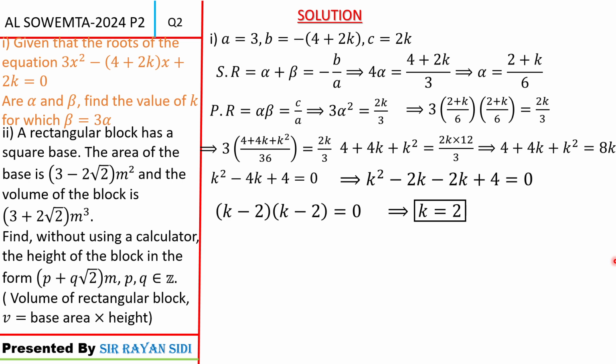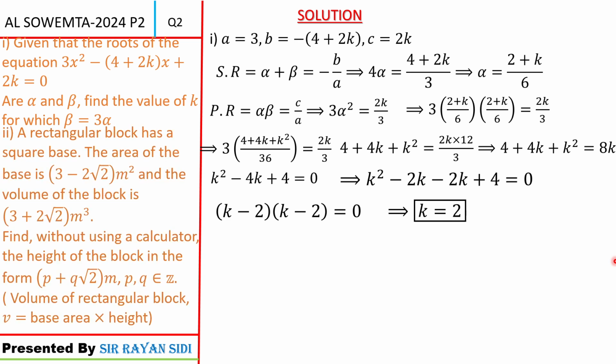Now the Roman 2 part says a rectangular block has a square base. The area of the base is 3 minus 2 root 2 m squared, and the volume of the block is 3 plus 2 root 2 m cubed. Find, without using a calculator, the height of the block in the form p plus q root 2 m, where p and q are integers. I've even given you the hints for this question.